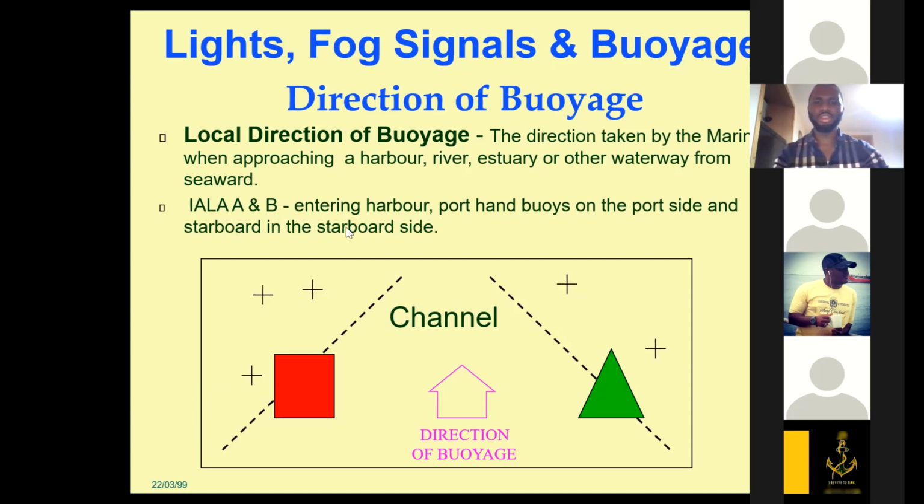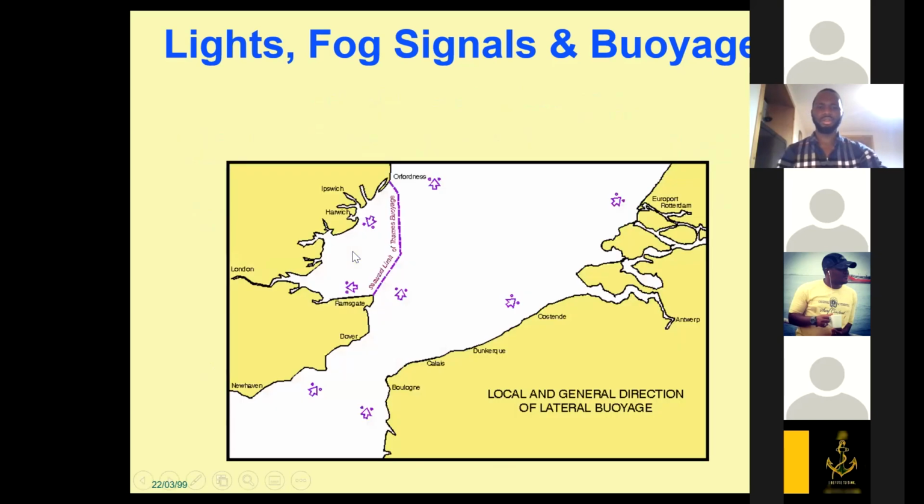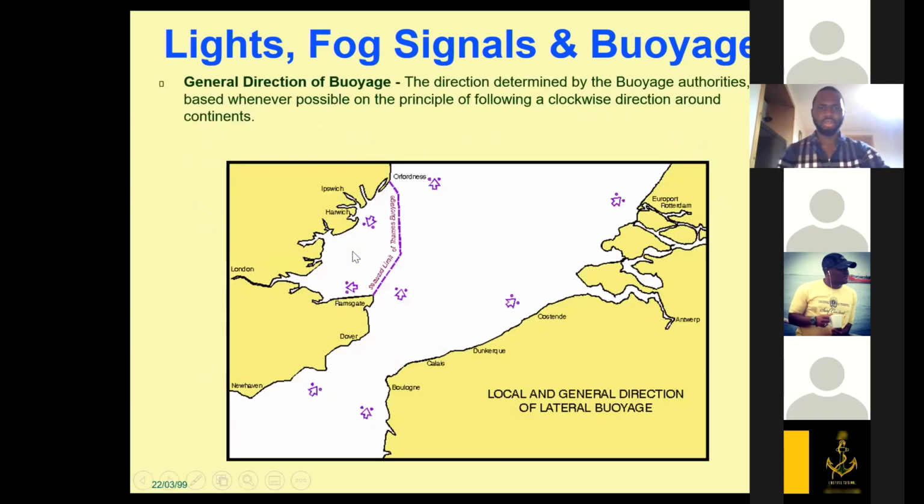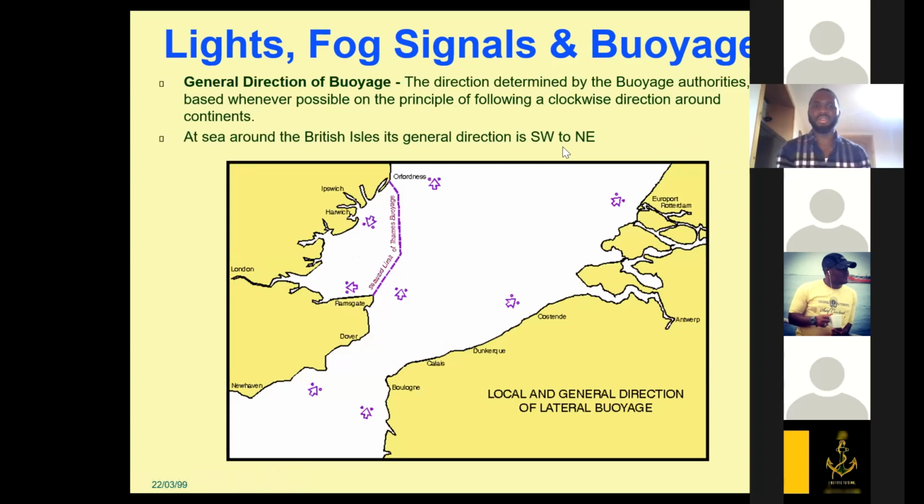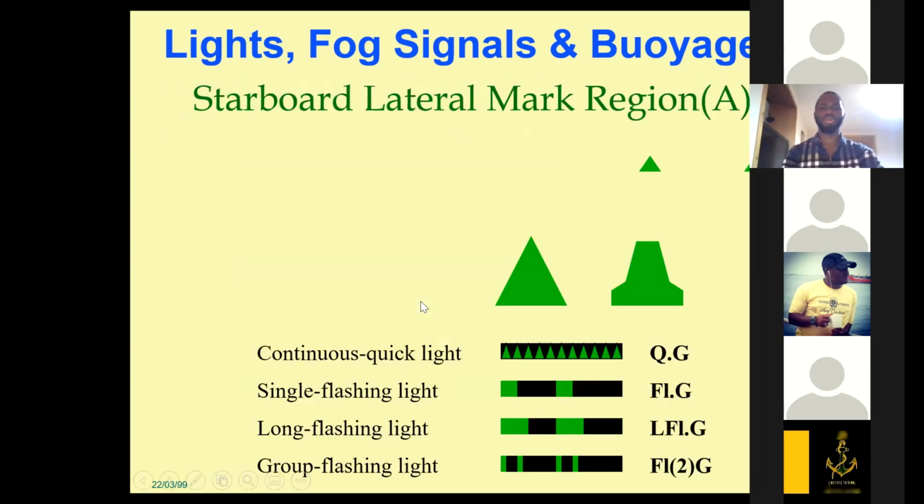So let's move away from this slide. This has been an interesting one. Direction of traffic flow. Now, the direction of traffic flow will be determined by the voyage authorities based on, whenever possible, the principle of a clockwise direction. And this is more of a British port here, if you can see London and Ipswich as well.